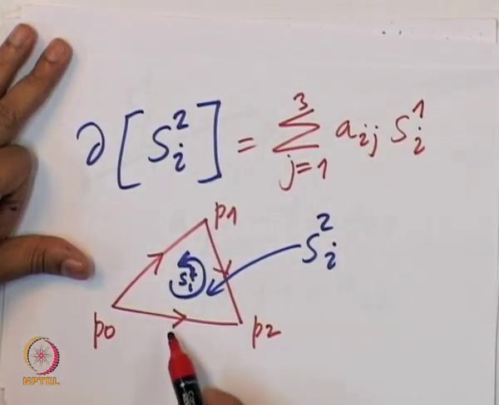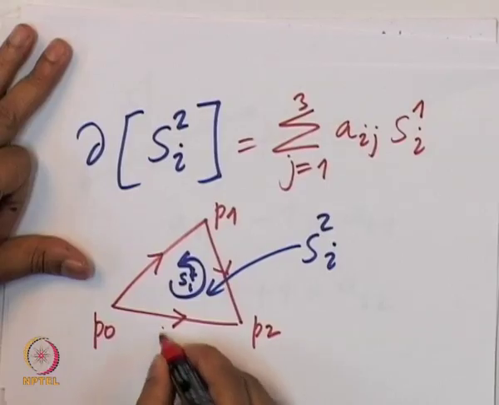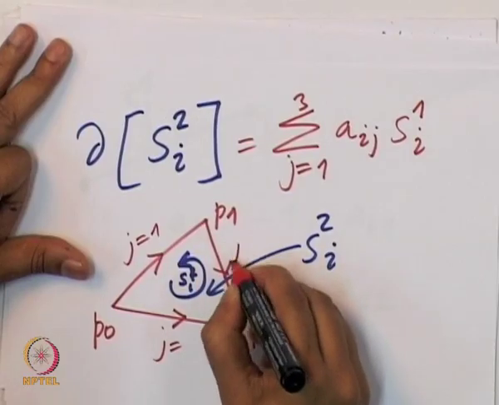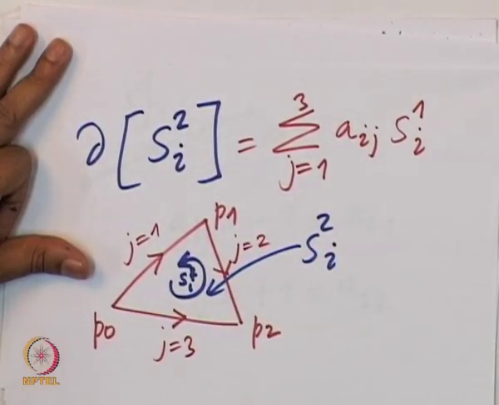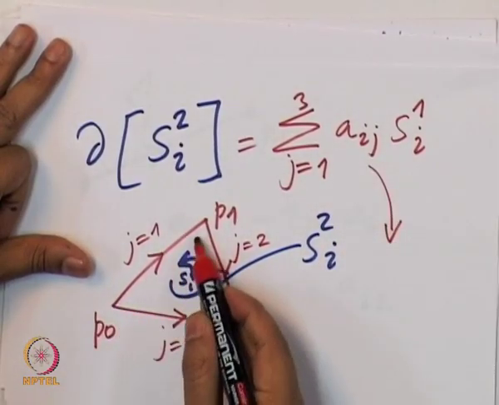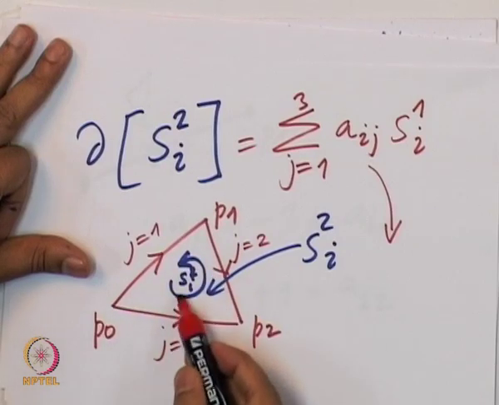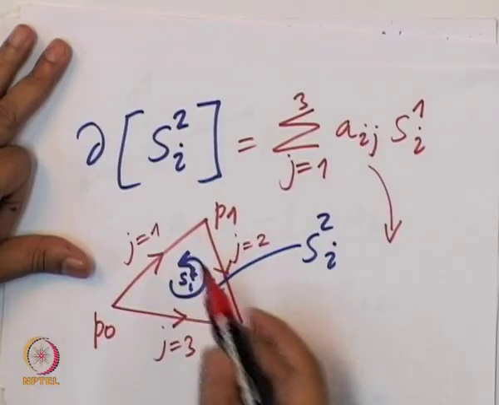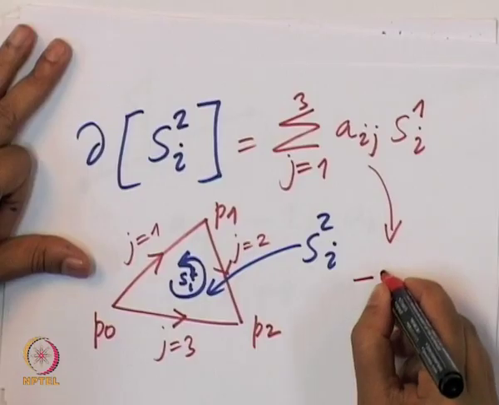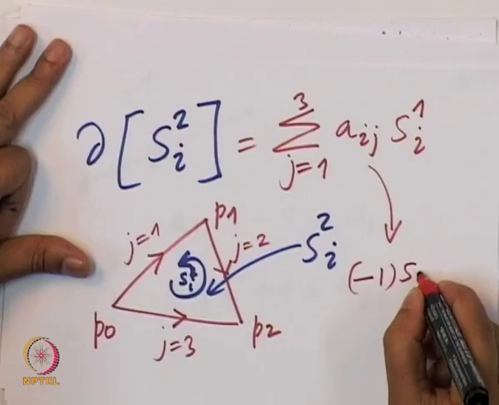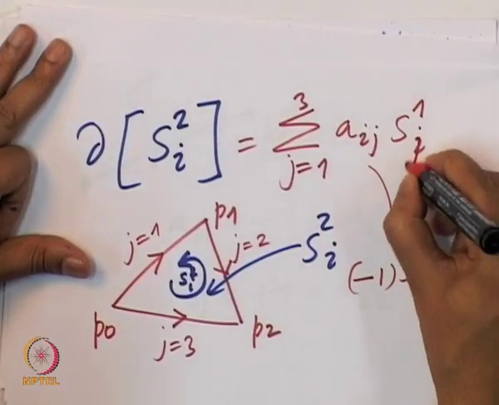So let us take this example. Say this side is j equal to 1, this side is j equal to 2, this side is j equal to 3. The first component will be minus of the direction in which my orientation is. My orientation is anti-clockwise, but this is pointed in the other direction. So this will be minus 1 S1 j, sorry, j.